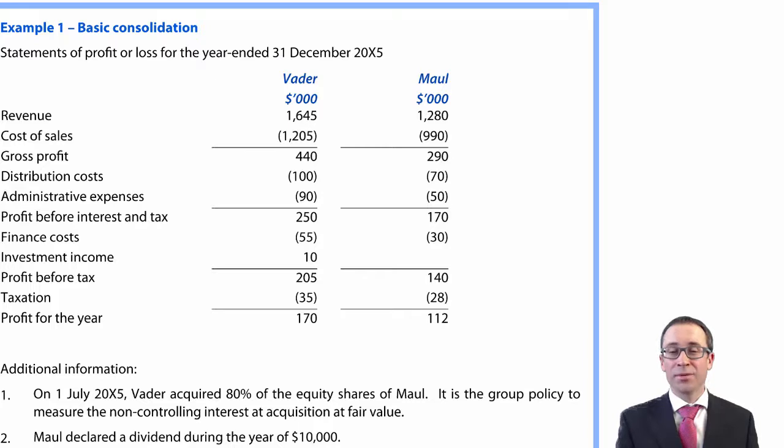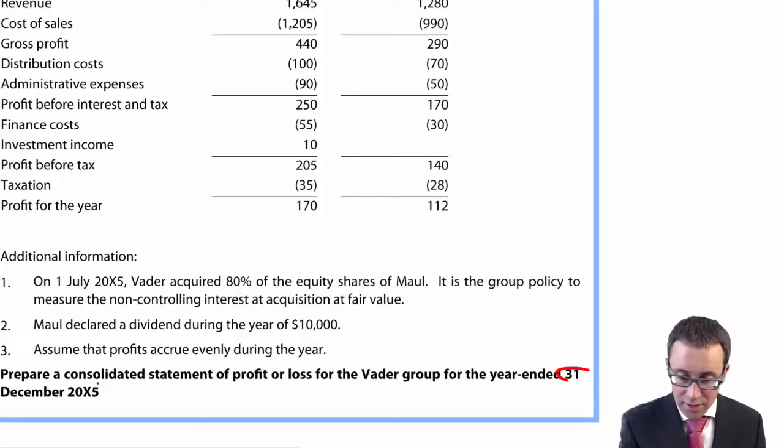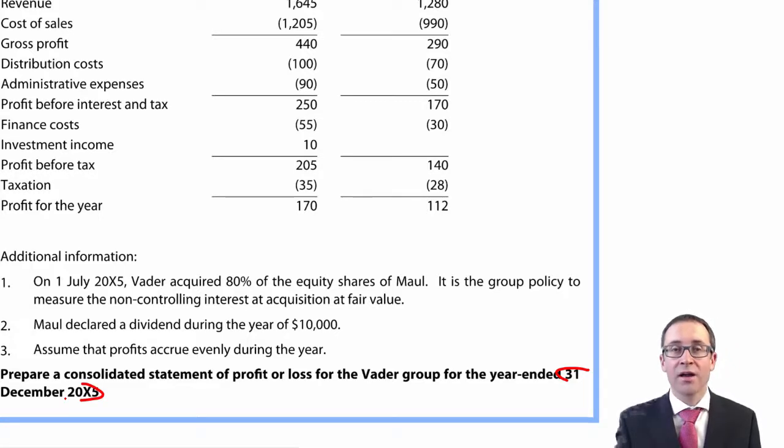Having gone through and introduced how the group statement of profit or loss works, let's go through and have a look at an example. It says basic consolidation, but it's just trying to introduce the concept and how it all pieces together. So don't be put off even if you think it's quite a challenge and it's referred to as basic. If you look at the requirements, it says prepare a consolidated statement of profit or loss, as we would expect, for the VEDA group. So VEDA must be the parent, for the year ended the 31st of December 20X5. I can't emphasize how important it is that you note the year end date.